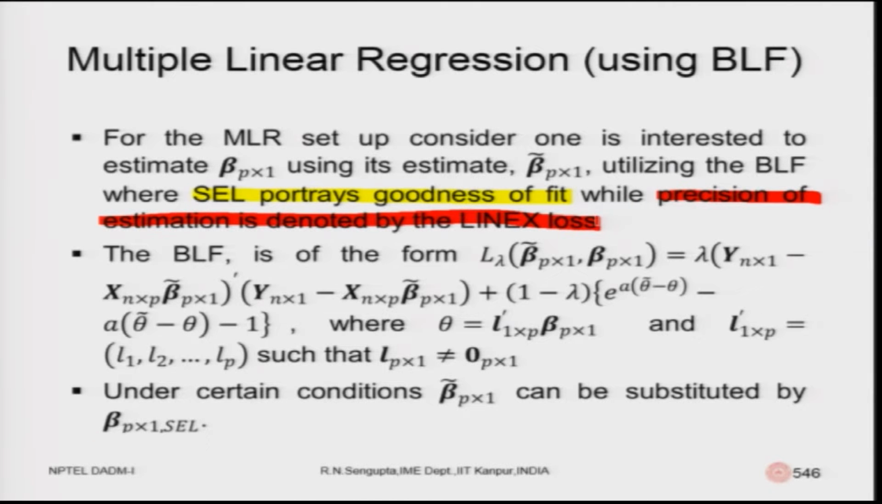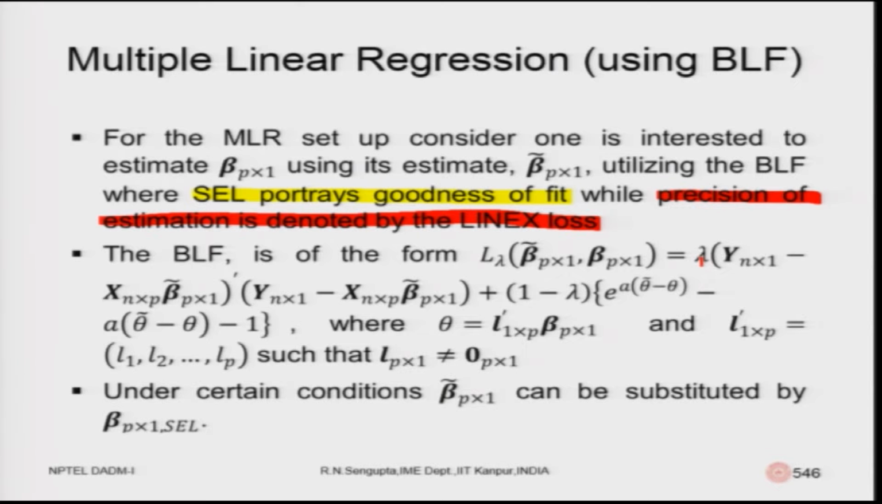So, now you have 2 loss functions, squared error and Linex. Squared error is used for goodness of fit, that is with respect to finding the differences between y and y hat and taking the square of that, trying to find the errors, while precision of estimation would be utilized with respect to Linex loss when you are trying to find the betas themselves. So, the balanced loss function would be of this form. You are going to give weights: a weight of lambda to one set of errors and 1 minus lambda to the other set of errors.